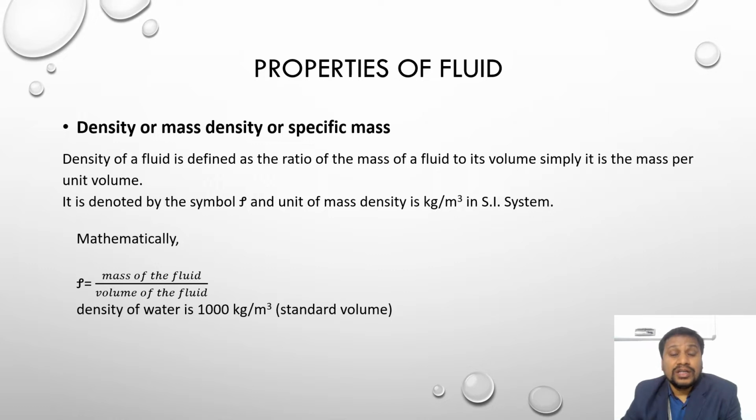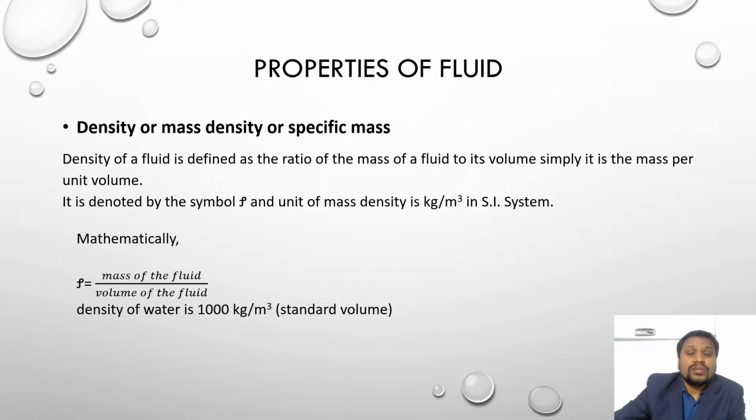The first property is density, or mass density, or specific mass. Density of a fluid is defined as the ratio of the mass of the fluid to its volume, that is, mass per unit volume. It is denoted by the symbol rho.